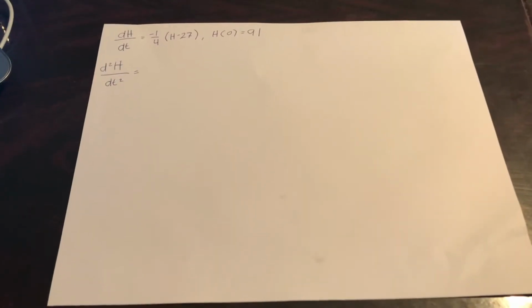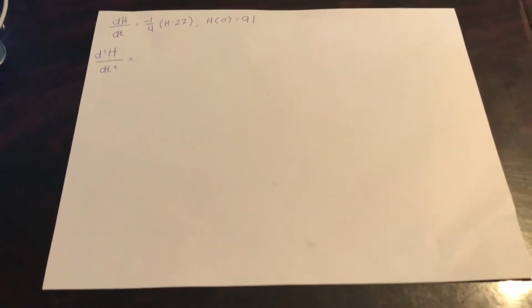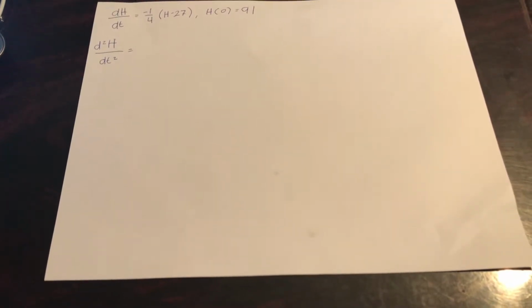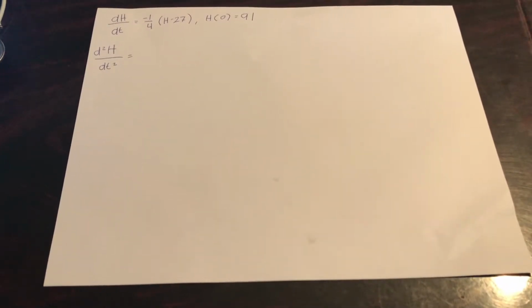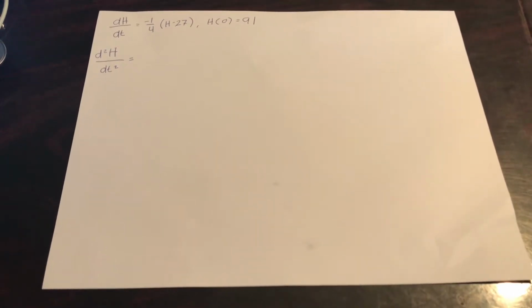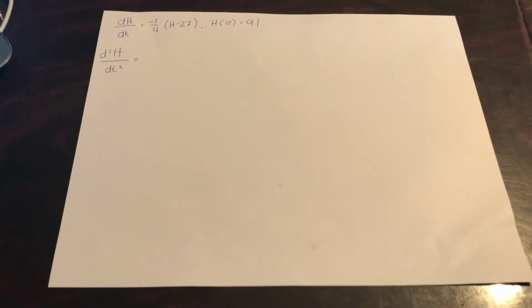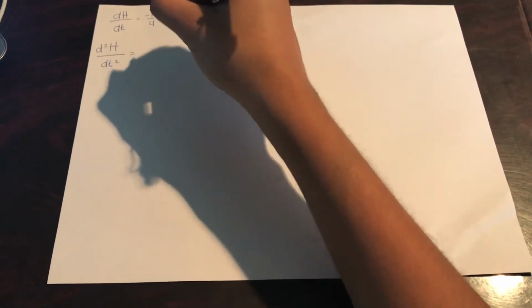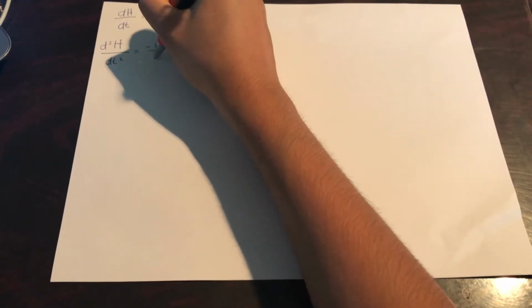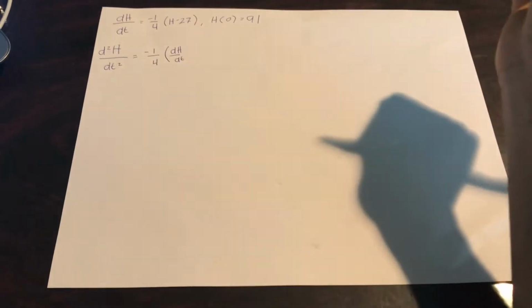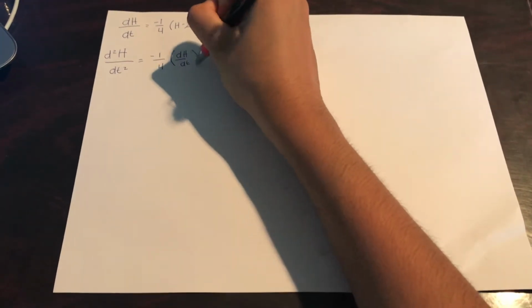So now part B is asking us to use the second derivative to determine whether your answer in part A is an underestimate or an overestimate of the internal temperature of the potato at time t is equal to 3. So in order to find your second derivative, we're going to have to do a bit of implicit differentiation. So we're going to take the derivative of dH over dt, which is negative 1/4 times the derivative of h, which is dH over dt, minus the derivative of 27, which is just 0.